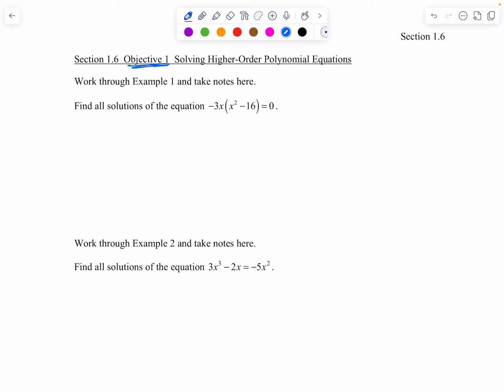Okay, so notice that I have something times something equals 0. So if you remember the 0 product property, that means either this guy, negative 3x, is going to be 0, or this guy, x squared minus 16, is going to be 0. So I'm going to set them both equal to 0 and solve it. So when I divide by negative 3, I'll get a 0 here, so that's one of my answers.